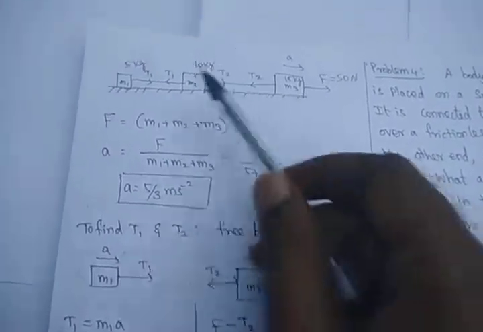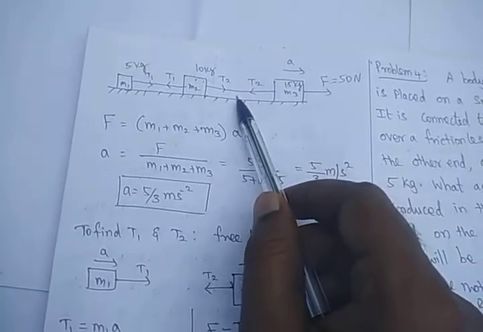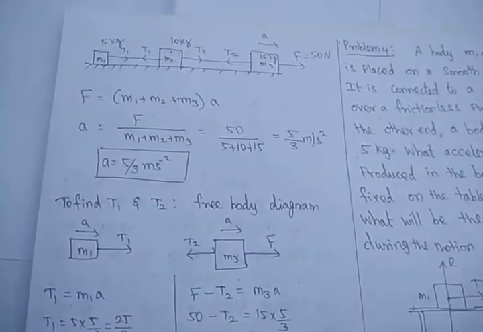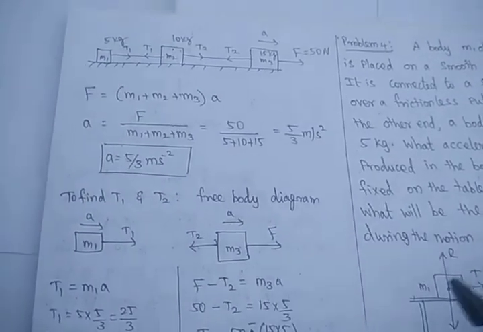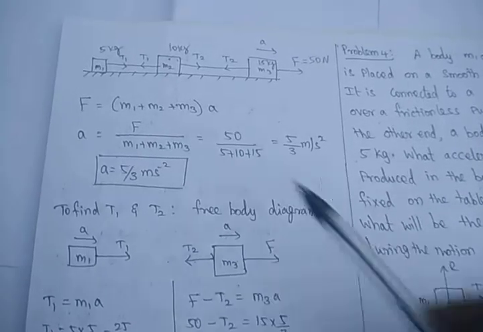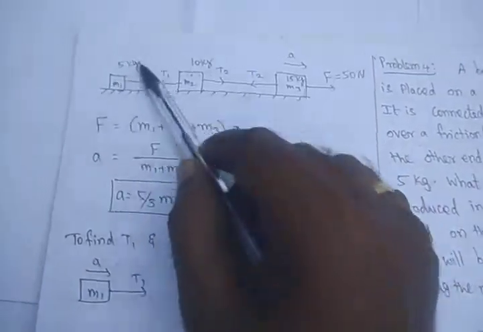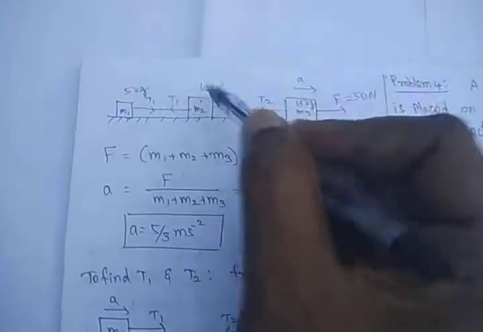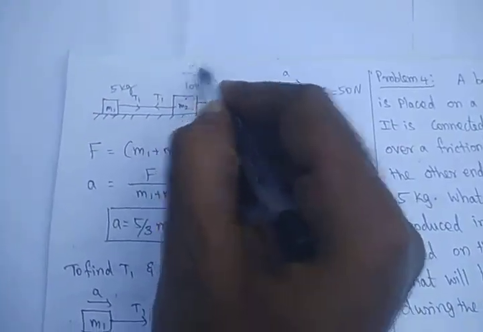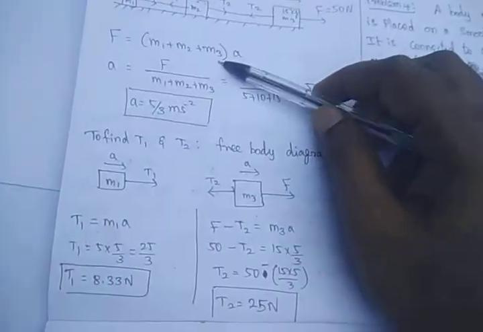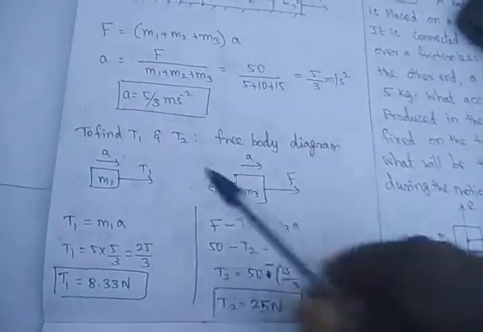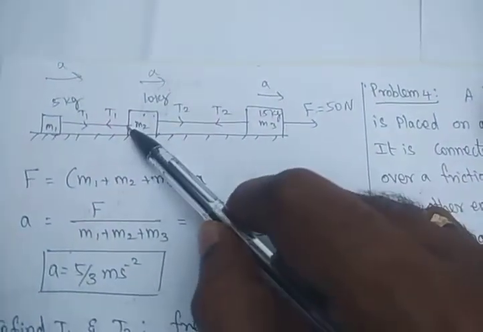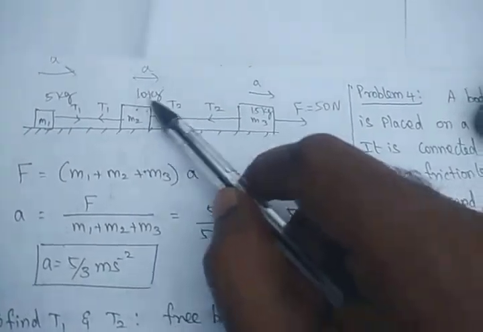Then to find the tensions T1 and T2, we have to draw the free body diagram. A free body diagram represents only the forces acting on that particular body. You take a mass m1. The acceleration of all the bodies is the same, A, because they are connected one after another. For m1, the acceleration is A and the tension is T1. For the second body, there will be a tension T1 here, T2 here and the acceleration.